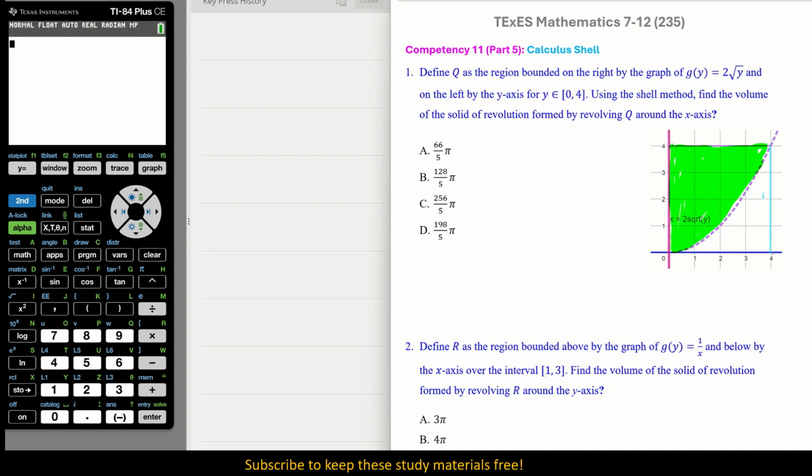I want to draw it in so you can see it, and we're going about the x-axis here, okay? Now, they asked for the shell method, so what do we need? I'm only going to write this out once in the video, and then from here on out, we're just going to put it in the calculator. This is what we need, with some altering.